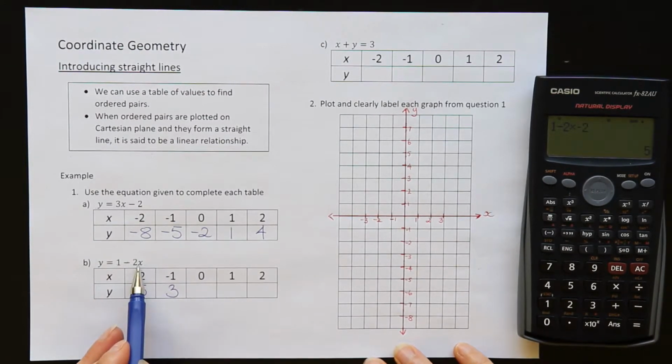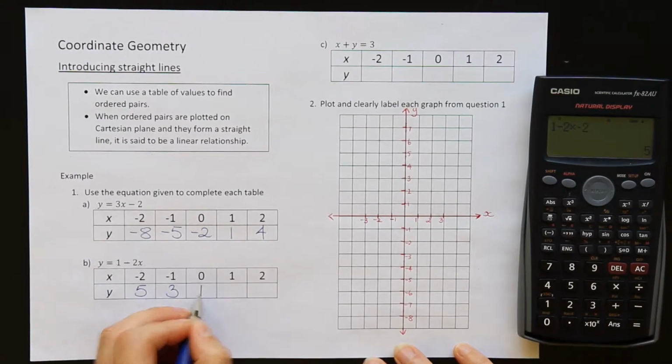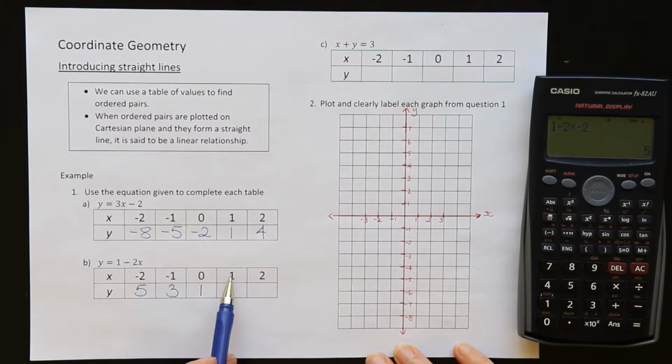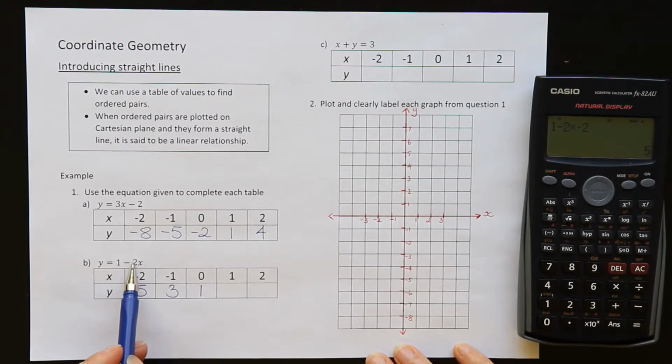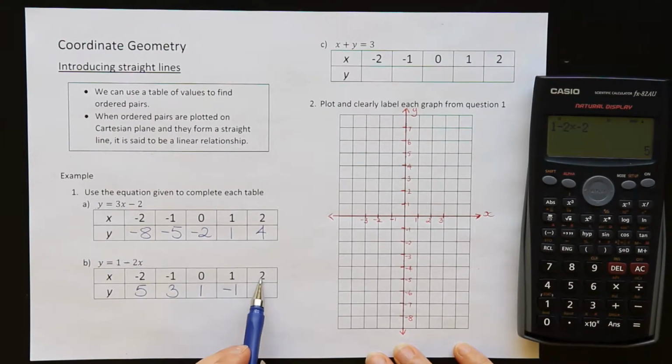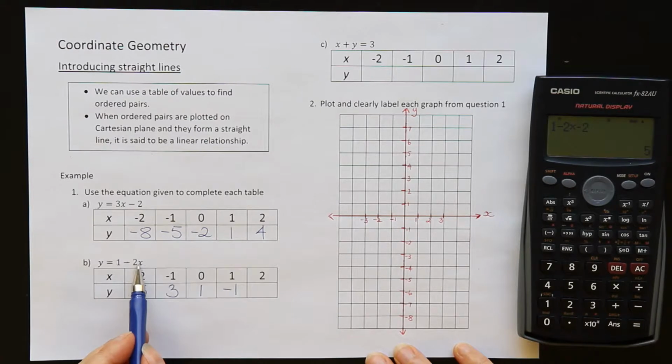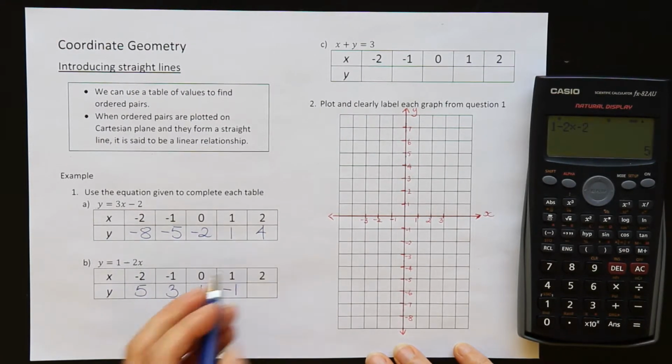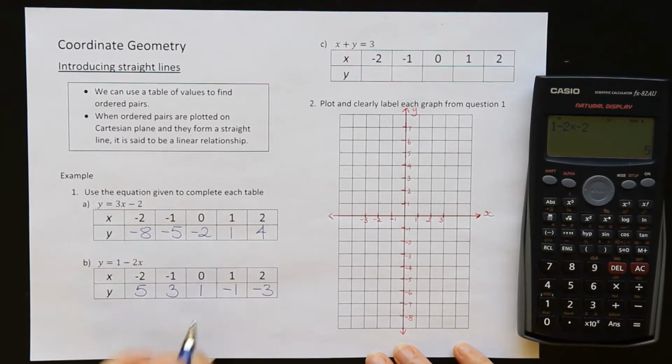Putting 0 into here, minus 2 times 0 is 0, so with the 1 it just becomes a 1. Putting a positive 1 in, minus 2 times 1 is negative 2. So we have 1 minus 2 is negative 1. And our last value, 2. Minus 2 times 2 is minus 4. So 1 minus 4 is minus 3.